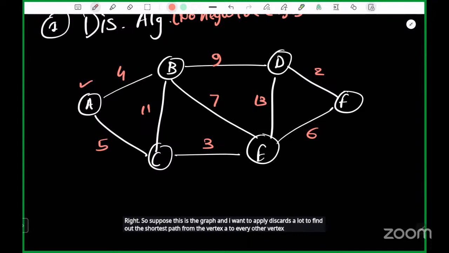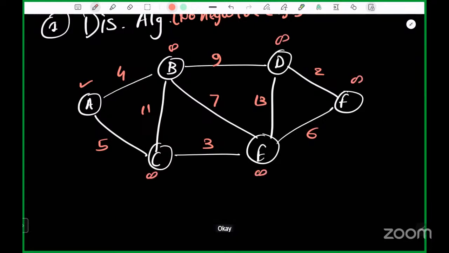So here vertex A is our source vertex. What I'll do, initially I'll say that the distance of each and every other vertex is infinity. This is the first thing I'll do. Then I'll start a fire from the vertex A.